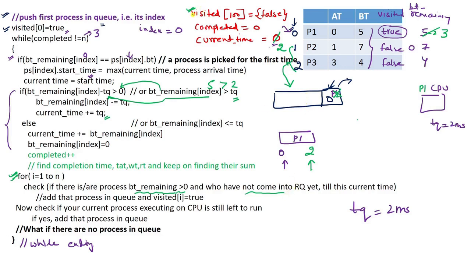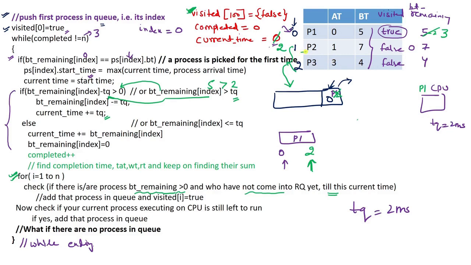So that we will be checking using the visited array. The visited box for that particular process will be 0, or you can say false. And we have to see till the current point of time only, so we do not have to scan the whole array. We have to just see for the 2 units of time, that is the current time. So till 2 o'clock, what are the processes that have arrived?